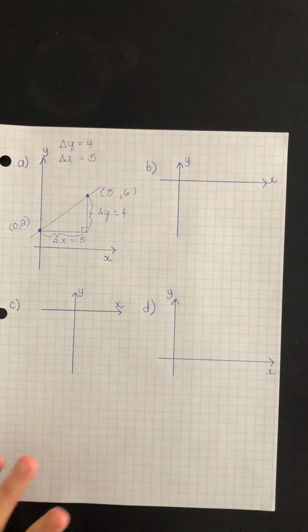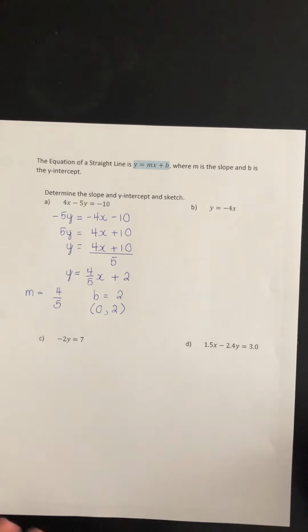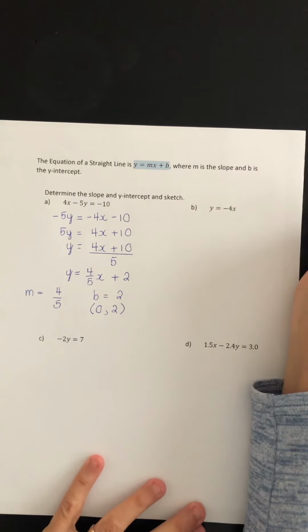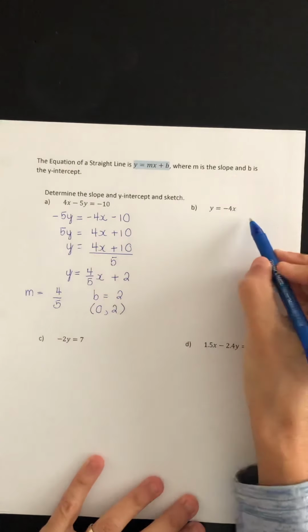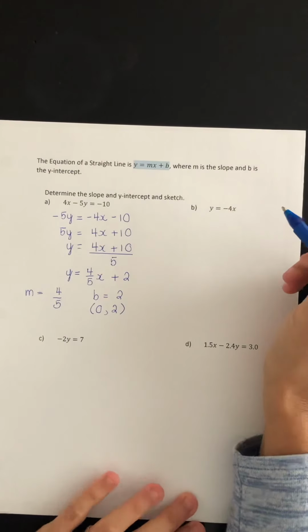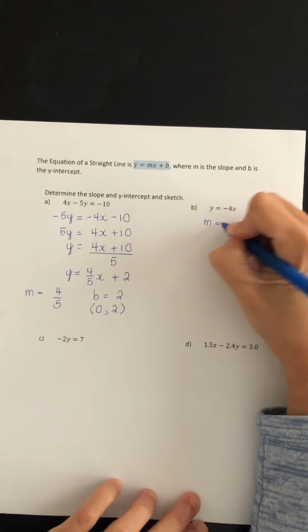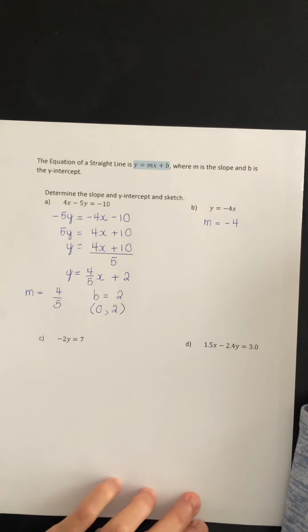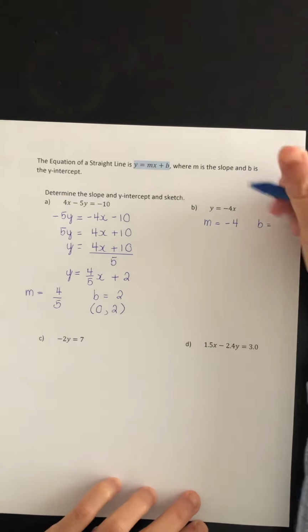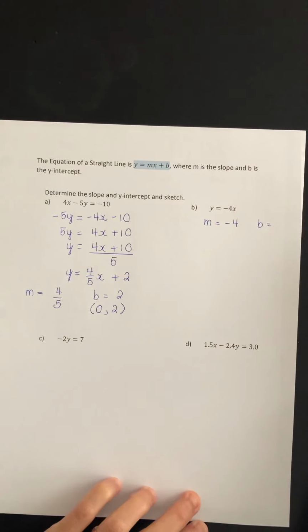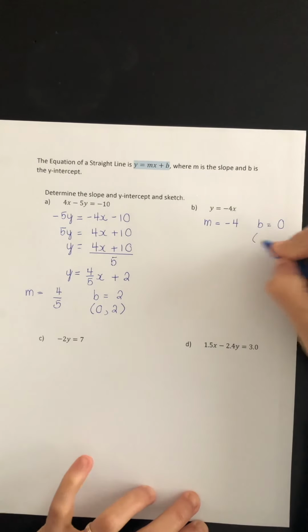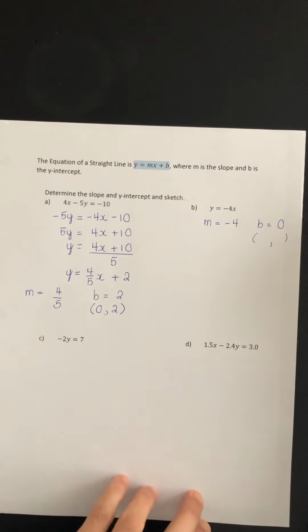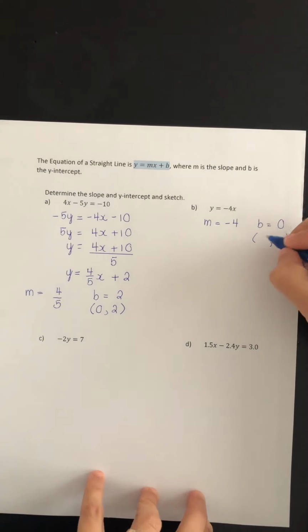Okay, let's try the next one. So here we have the equation y is -4x. We already have y isolated, so we can go to the point at which we compare the equations. Comparing them, you should find that the slope is -4. There is no constant term on the right side here. That means b is 0. The y-intercept is always of the form (0, b), and so in this case, it is (0, 0).